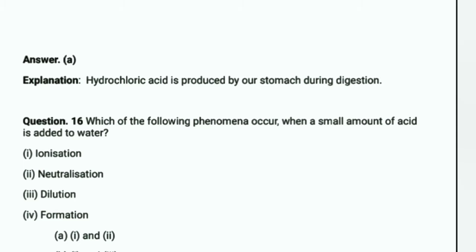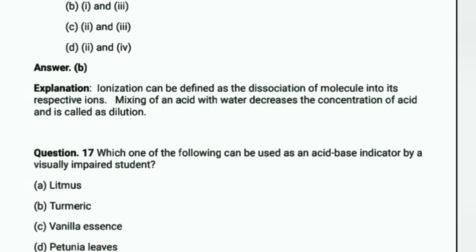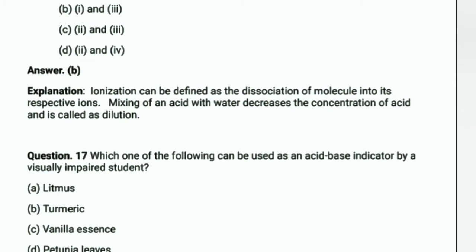Question number 16. Which of the following phenomena occur when a small amount of acid is added to water? Ionization and dilution. 1 and 3 number. 2 number. Explanation: Ionization can be defined as the dissolution of molecules into their respective ions. Mixing of an acid with water decreases the concentration of acid and it is called dilution.